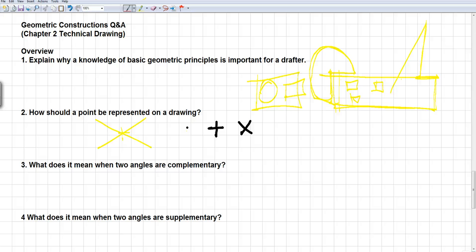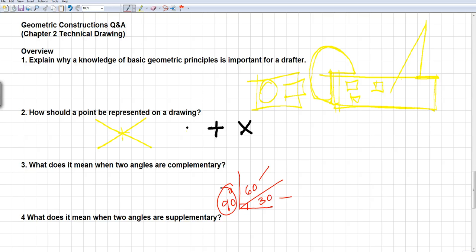Okay? Now the next question, what does it mean when two angles are complementary to each other? Complementary is when two angles lie within how much? 90 degrees. So if this is 60 and this is 30, then this angle is complementary to this angle, and it makes a total of 90 degrees.